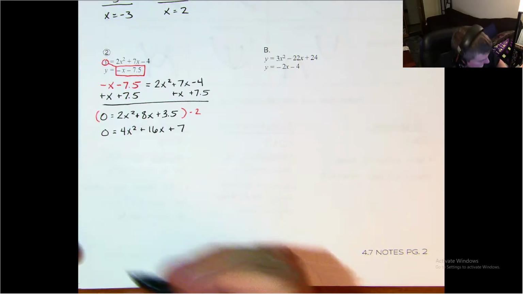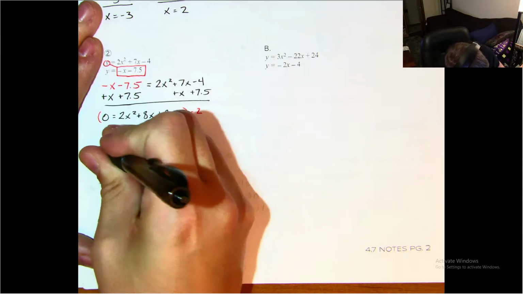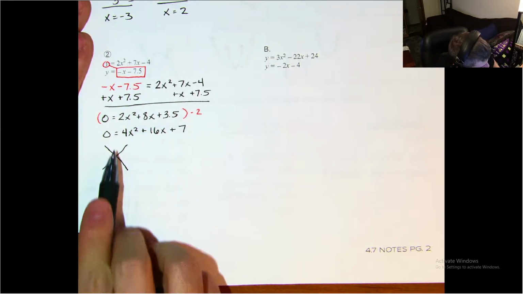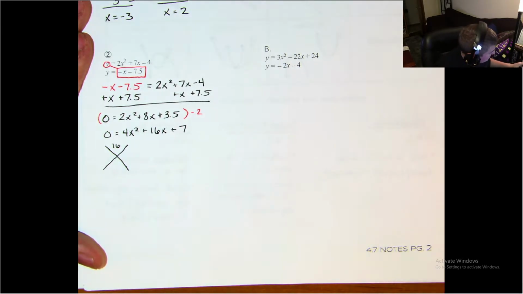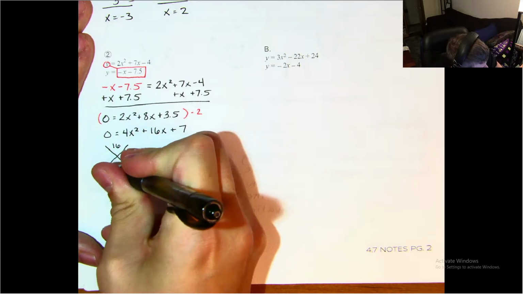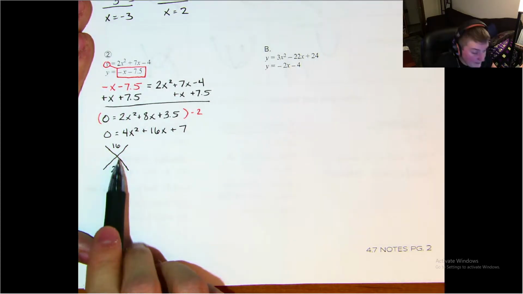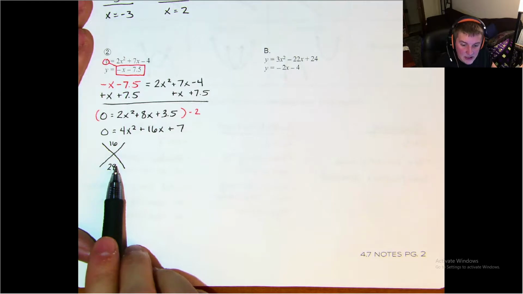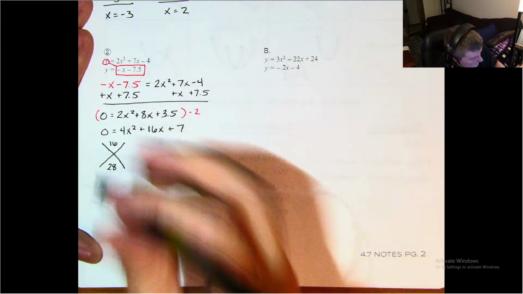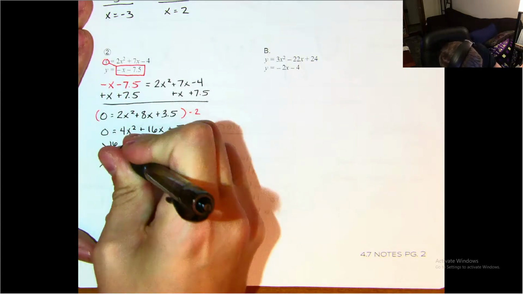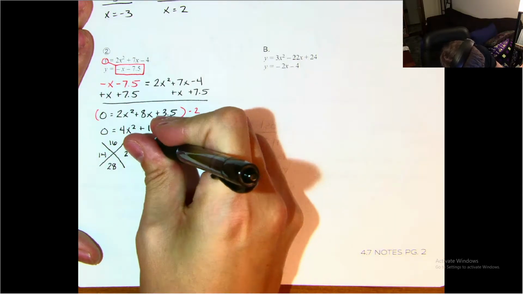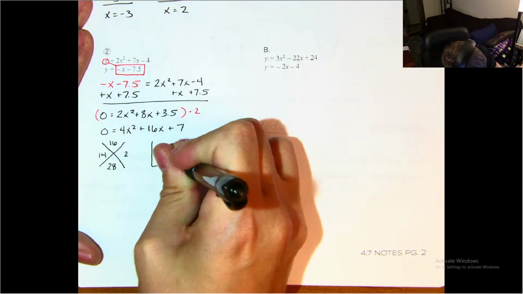Okay, so here I have 3 terms, and my a value is not 1, meaning I have to use the Xbox method. Okay, so we're going to go b value here, which is 16, and a times c, so 4 times 7, which is 28. Then I'm looking for the combination of numbers that add to 16 and multiply to 28. That's 14 and 2. So then I can go ahead and set up a box here.